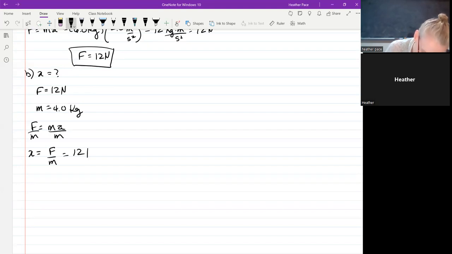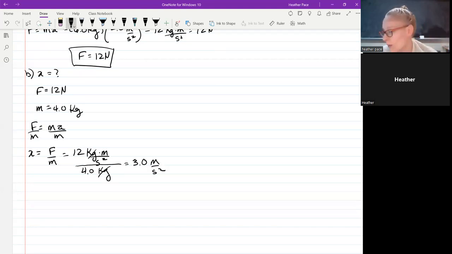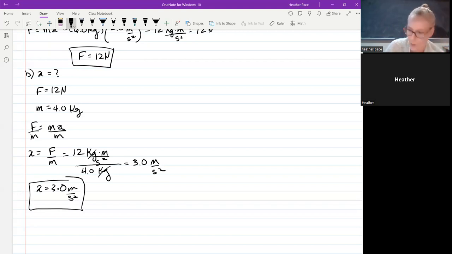So Newton again is kilogram meters per second squared, and mass is 4.0 kilograms. We're going to see that those cancel and we're going to get 3.0 meters per second squared, which is the unit that we're looking for. And that is our answer. Acceleration is 3.0 meters per second squared. All right, that one was pretty straightforward.